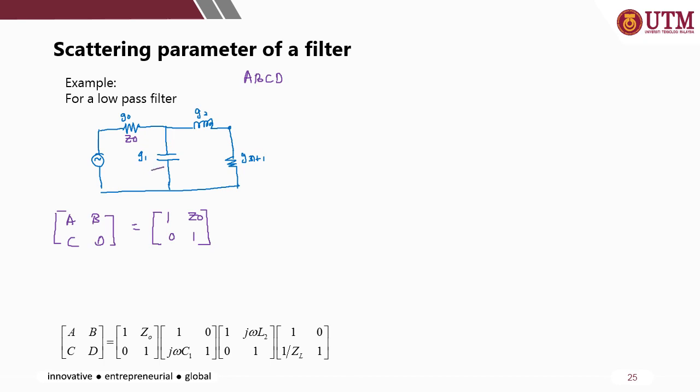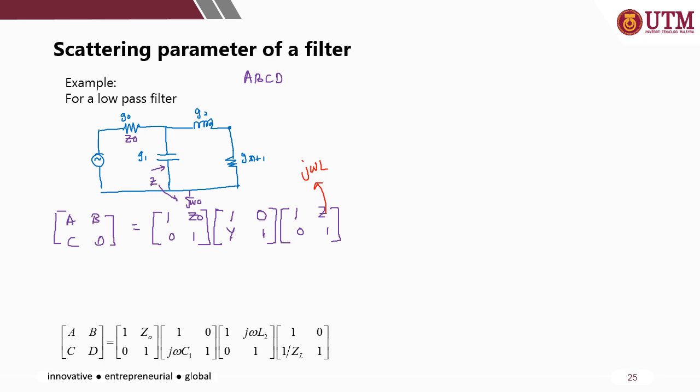And the second component here, okay, another Z in parallel. So for a parallel component, you have 1, 0, Y, 1. In this case, it's a capacitor, Z equal to 1 over j omega C, so Y is equal to j omega C. Next you have another component in series, an inductor. So for a series component, it's 1, Z, 0, 1. In this case, your Z is equal to j omega L.